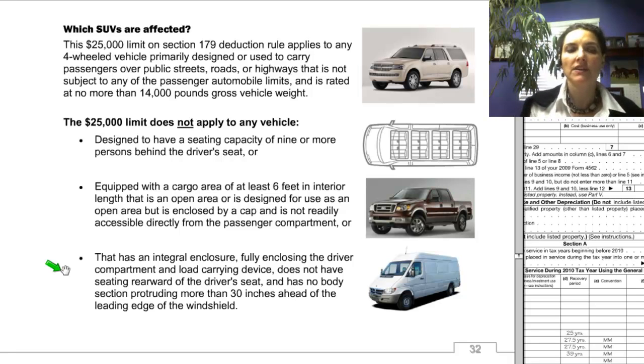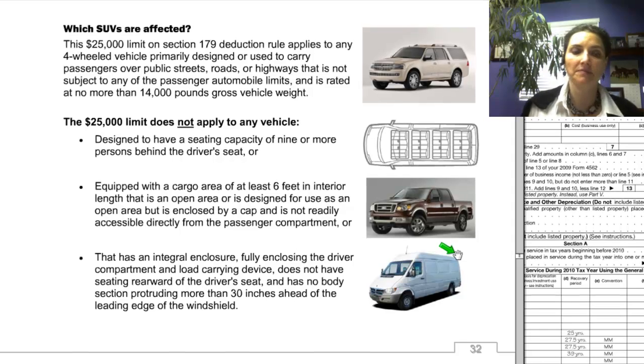Also, any vehicle that has an integral enclosure fully enclosing the driver compartment and load-carrying device, does not have seating rearward of the driver's seat, and has no body section protruding more than 30 inches ahead of the leading edge of the windshield. Well, I think we've got less than 30 inches poking out here on the front of this vehicle. There's no seating capacity behind the driver's seat because this is all for cargo. Sounds to me like this would be a vehicle that is also excepted from the limit.